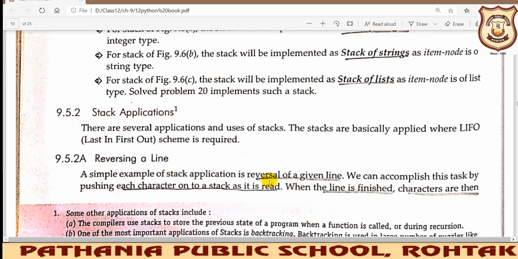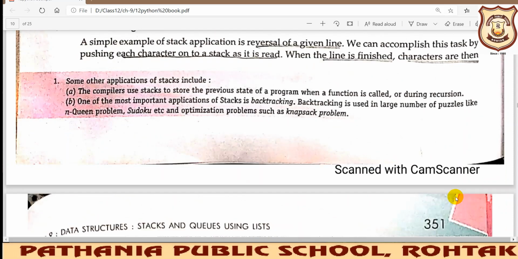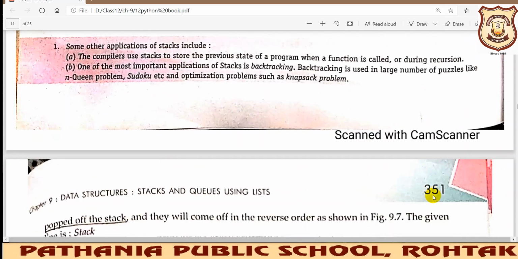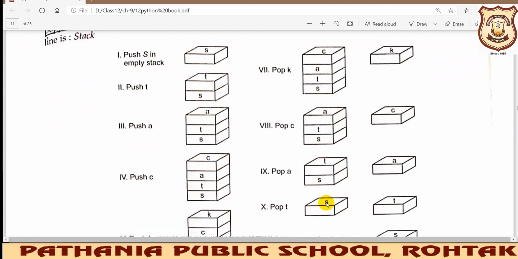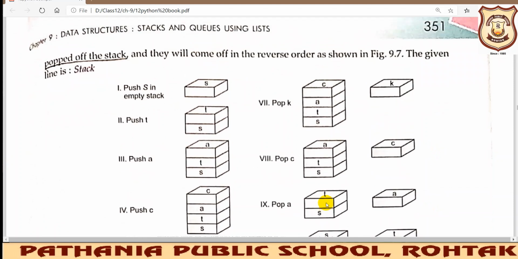If you want to reverse a given line, what you need to do is firstly enter the characters onto the stack. Once you have finished the line, then the characters will be popped out. We all know the principle of stack is LIFO, so last in first out.